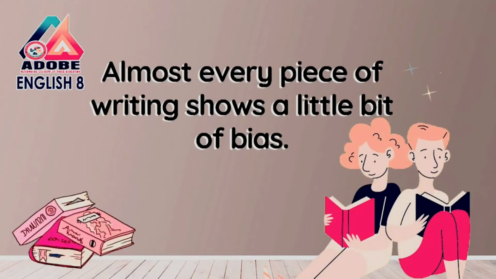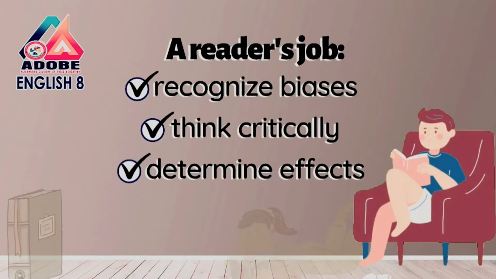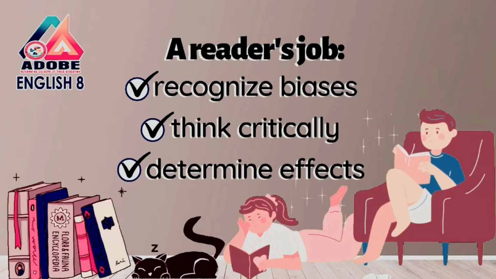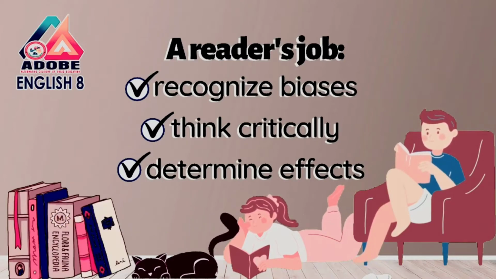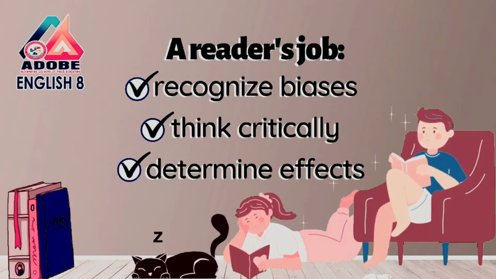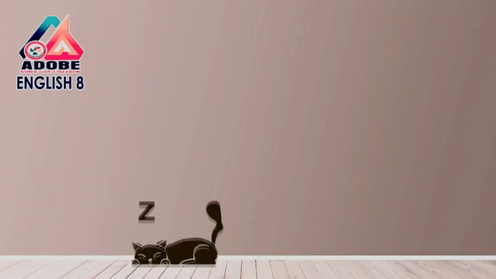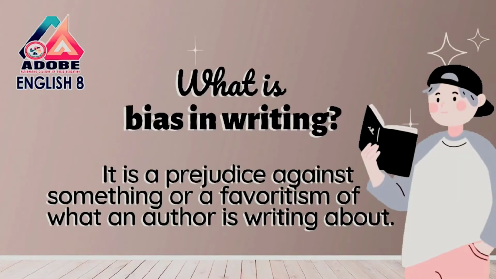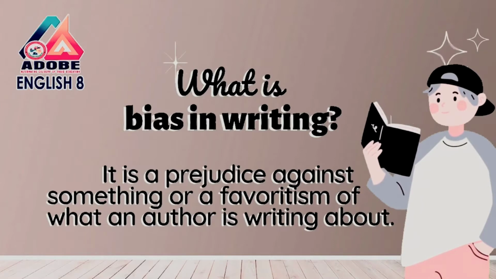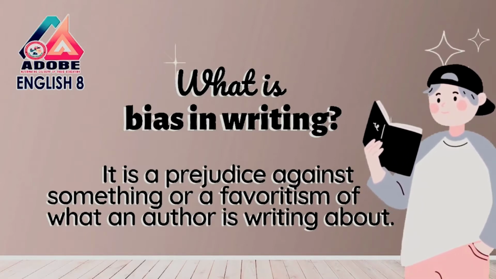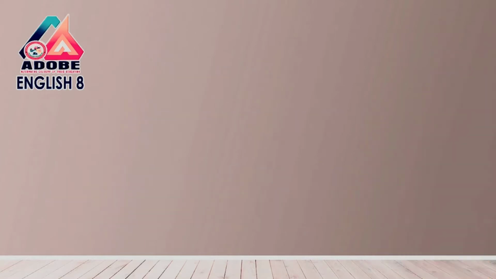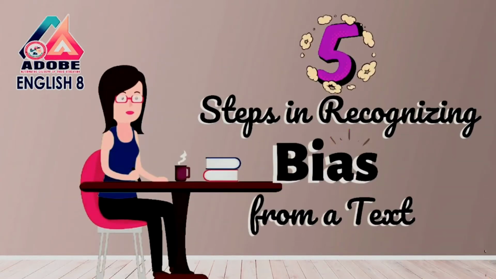Almost every piece of writing shows a little bit of bias. A reader's job is to recognize biases and think critically about them to determine how much they affect a writer's presentation of his or her ideas. What is bias in writing? It is a prejudice against something or a favoritism of what an author is writing about. Here are the 5 steps in recognizing bias from a text.